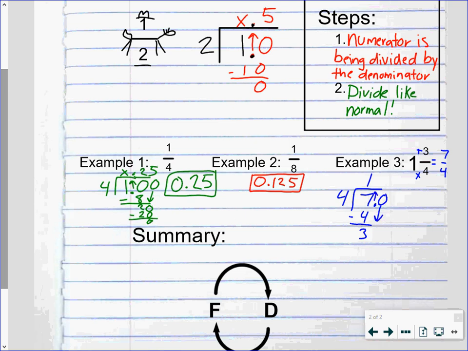Bring up the decimal and bring down the 0. So 4 goes into 30 7 times. We have 28. We have 2, so we need to add another 0, bring it down, so we can completely get rid of the remainders. 4 goes into 20 5 times, and we don't have any more remainders. So our answer is 1.75.